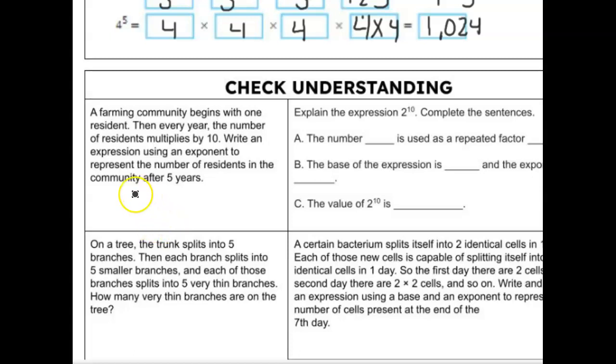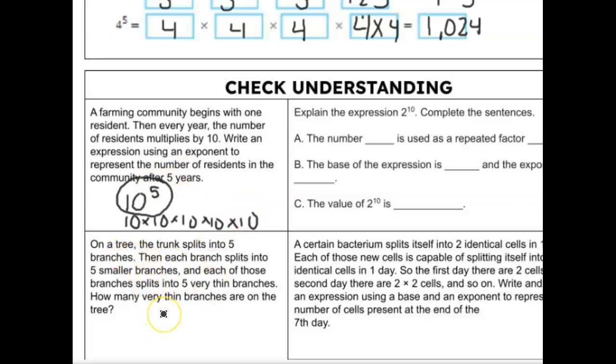So we're going to start with our 10, because if we're multiplying by 10, that needs to be our base. And 5, so 10 to the 5th. And all it says is that we need to write an expression. That is our expression. If they wanted you to write it out, you'd write it out as 10 times 10 times 10 times 10 times 10. But we don't have to worry about doing that. All you need to do is 10 to the 5th.